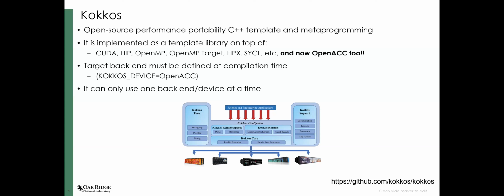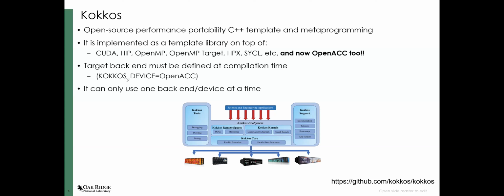To have one Kokkos application or Kokkos code up and running on different backends, the programmer must specify which backend to use at compilation time. This can be done in a very simple way: you only need to set or use the Kokkos device macro, as we can see here in this slide, right?